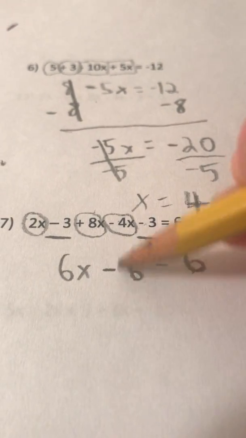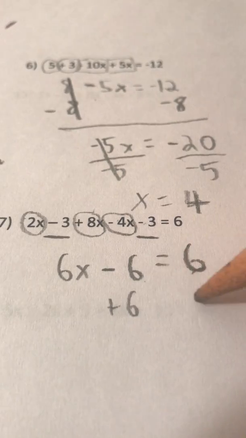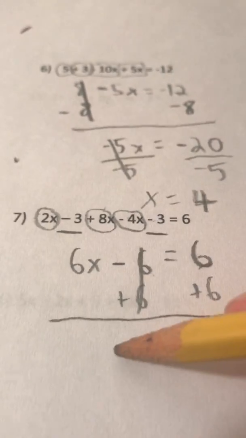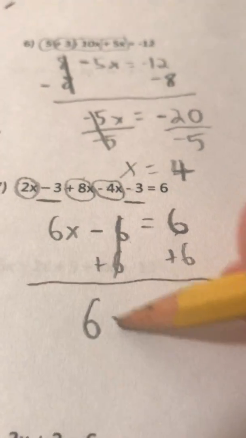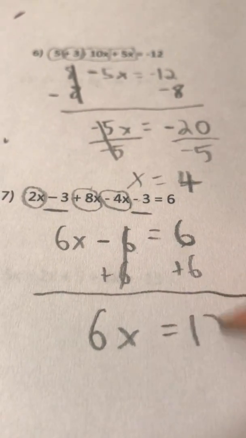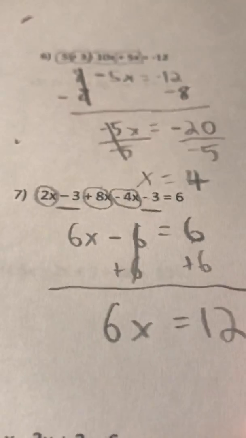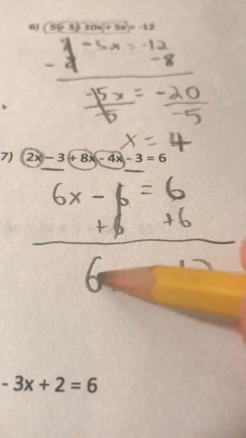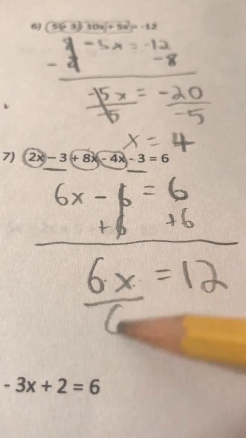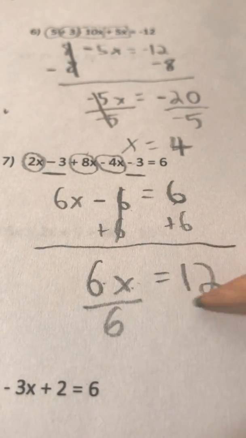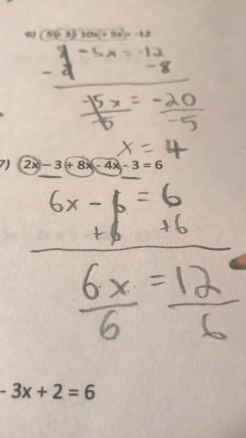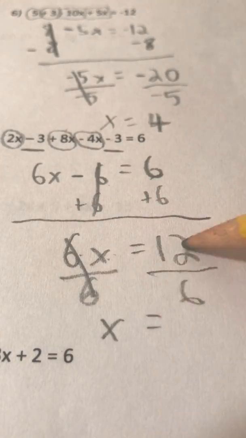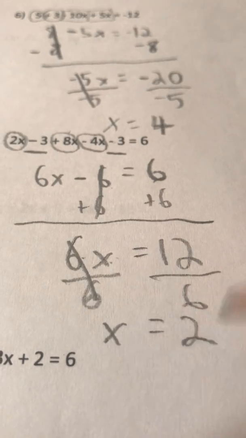6x minus 6, so I'm going to plus 6. What I do to one side, I do to the other. These 6's cancel out. I'm left with 6x on this side equals 12. Now that I've gotten rid of the constants, I'm going to get rid of the coefficient. 6 is multiplying with x, so I'm going to divide 6 on both sides. On the left side, the 6's cancel out. I'm left with x. On the right side, 12 divided by 6 is 2.